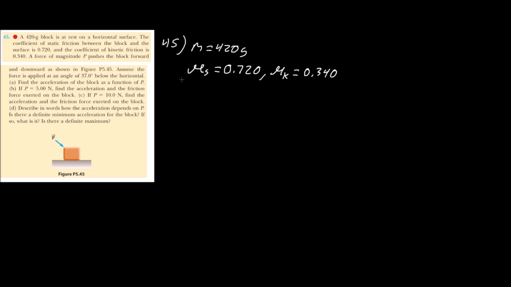All right, so a force of magnitude P pushes the block forward and downward as shown in the figure. So I'm going to redraw the forces diagram right here. I'm going to just draw this because it's easier if I just look at it from here. And I'm going to push it at this angle right here. Assume that the force is applied at an angle of 37 degrees below the horizontal. So that means that this right here is going to be 37 degrees below the horizontal.